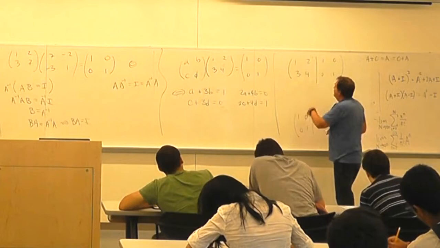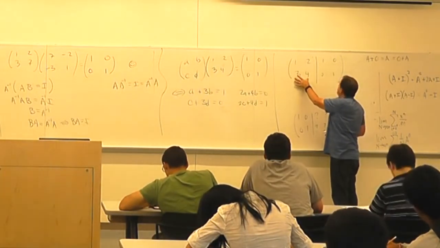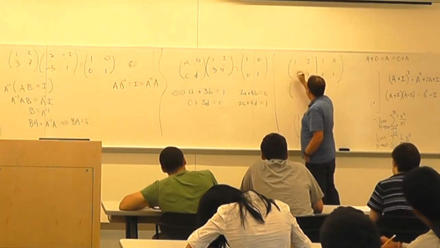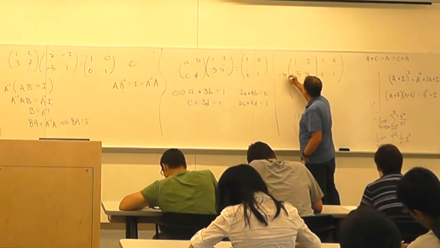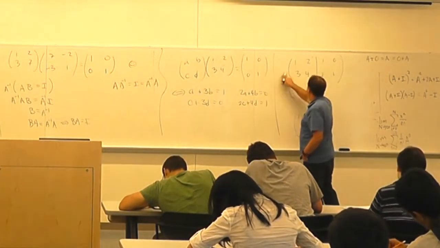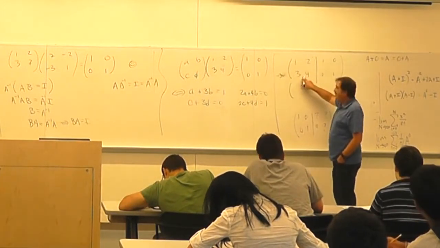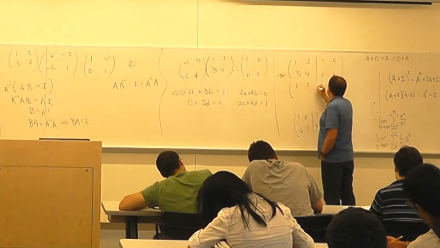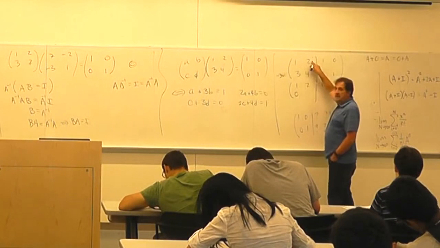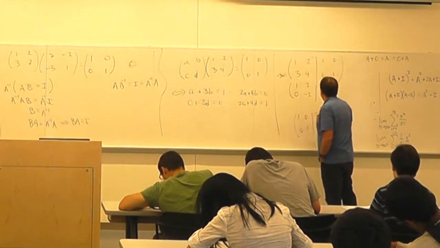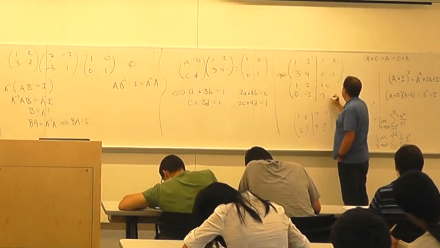So let me do that. I'm going to take 3 times this row and subtract it from this one. Minus 3x. So I'm going to take 3 times that and subtract it from that. So this stays the same, but this guy becomes a 0. And then this is a negative 6 that I'm adding to a 4, so that gives me a negative 2. And then I have to remember that that's what I did, so I have a negative 3 here.